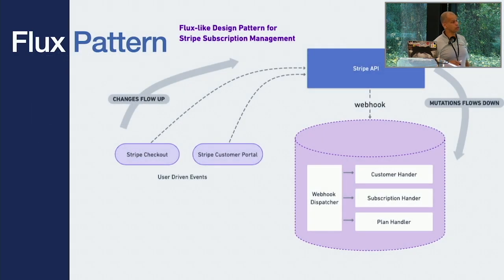So here's kind of the concept here. And this is something you can use right away. You have FileMaker server sitting over here. We have, say, Stripe Checkout, that's a UI interface for payments, and a Stripe Customer Portal, that's the actual dashboard that you would log into. And you're making these changes in here. So these are user-driven events. And the changes go up. So the concept of flux is that the changes go up into the top, and then the changes come back down.